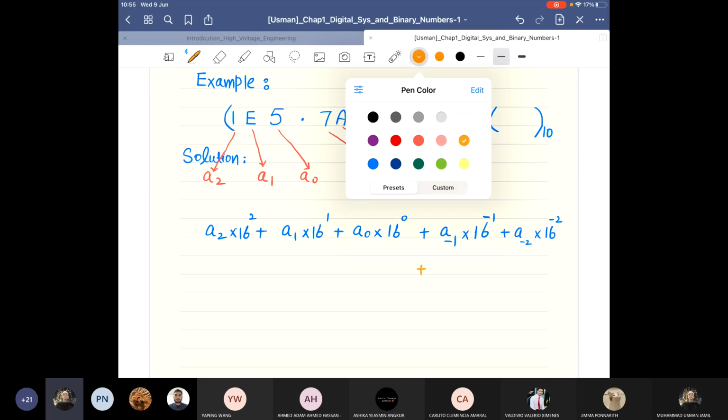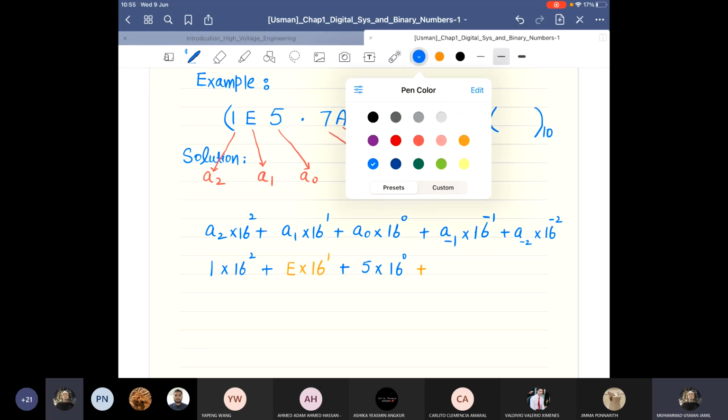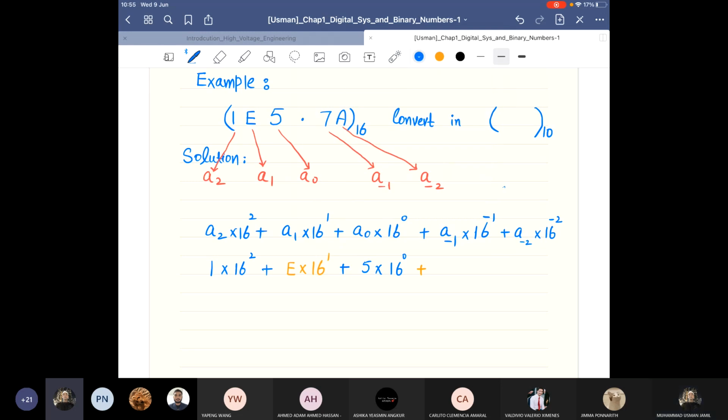now here A0 is 5 into 16 power 0 plus, now A1 is E, and now E into 16 power 1 plus, this is 1 into 16 power 2. And now A minus 1 is 7 into 16 power minus 1 plus, now this is A into 16 power minus 2.